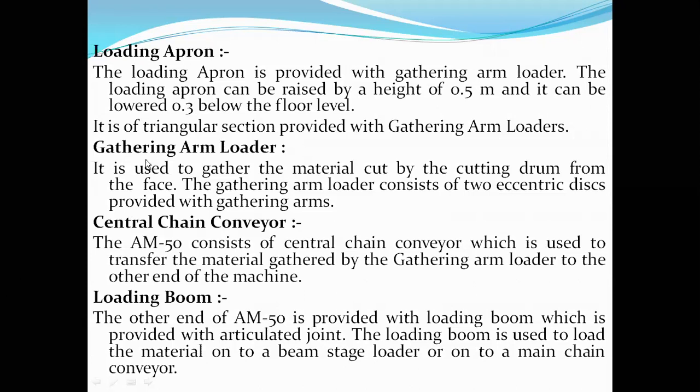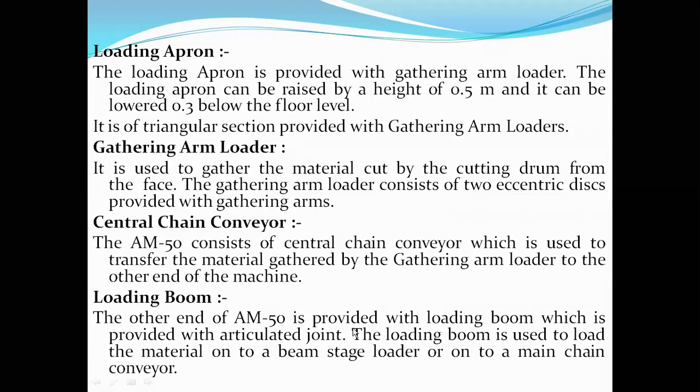Next, gathering arm loader. It is used to gather the material cut by the cutting drum from the face. Okay, the gathering arm loader consists of two eccentric discs provided with gathering arms. Next, central chain conveyor. The AM50 consists of a central chain conveyor, which is used to transfer the material gathered by the gathering arm loader to the other end of the machine. It will be unloaded onto the other end of the machine.